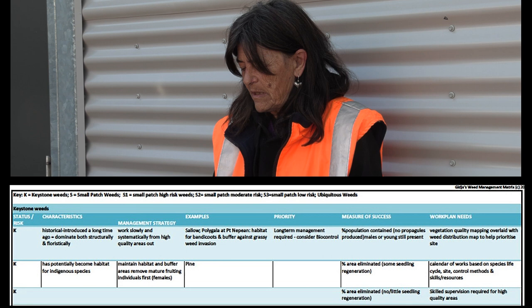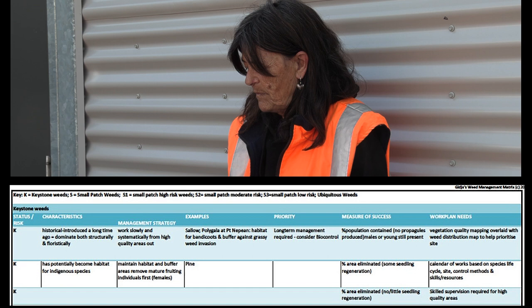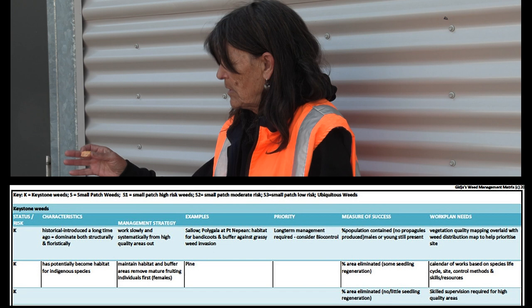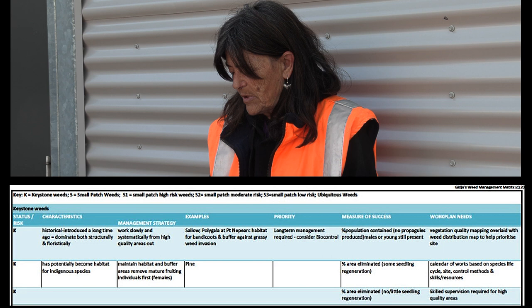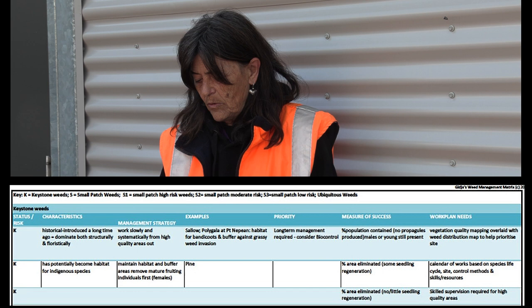That would be over time. So containment first and then working towards elimination. So the work plan for that needs a vegetation quality mapping overlay, or some sort of idea of where the quality areas are, overlaid with the weed distribution map to help prioritise the site. It needs a calendar of works based on the species life cycle and when it's going to be most effective, and also how much skills and resources you've got. That'll mix that around a bit.